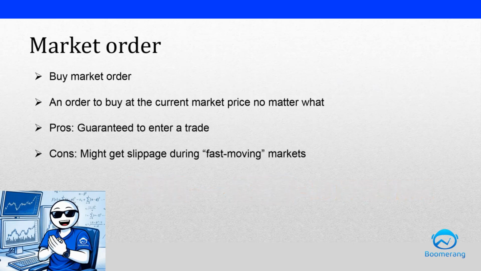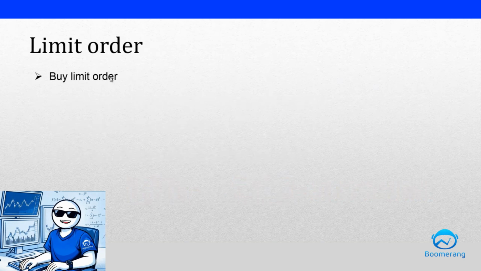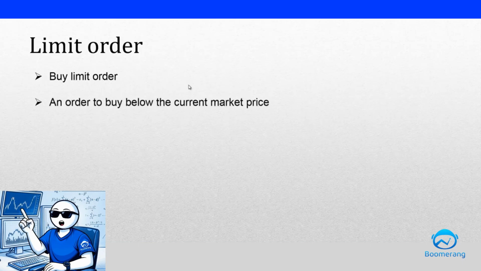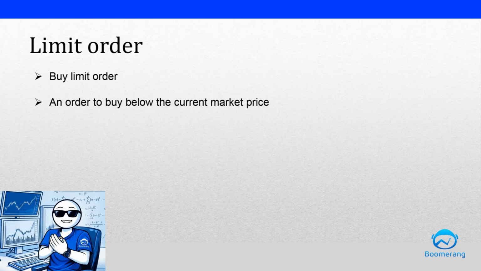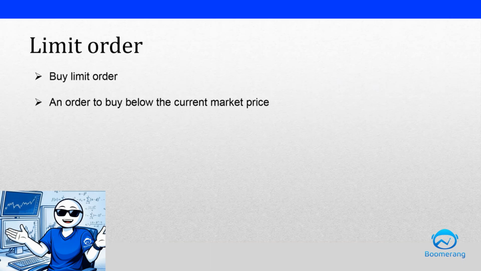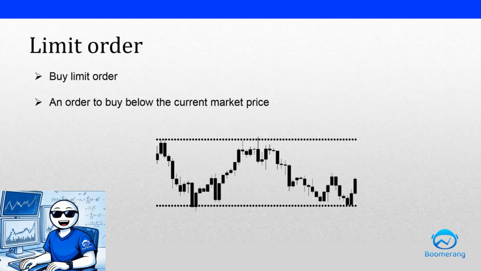The next type of order is the limit order. Again, let's talk about a buy limit order. A sell limit order is just the opposite. A buy limit order is an order to buy below the current market price. Let me give you an example. Let's say the market is in a range between these highs and these lows. It goes up, comes down, goes up, and now it's in the middle.